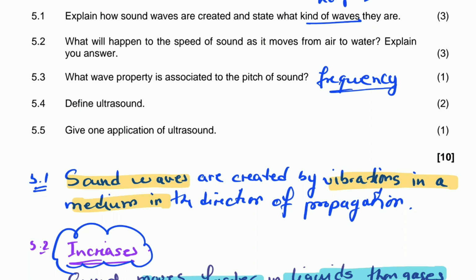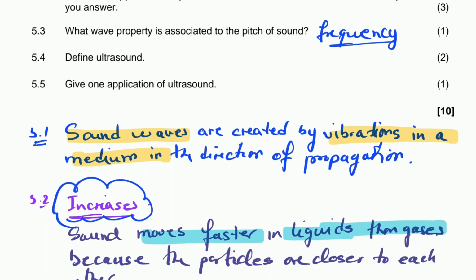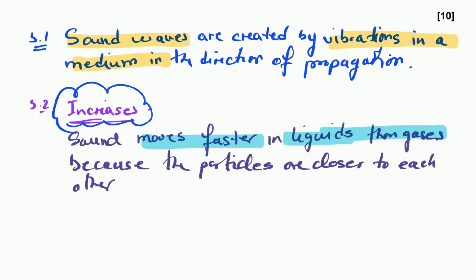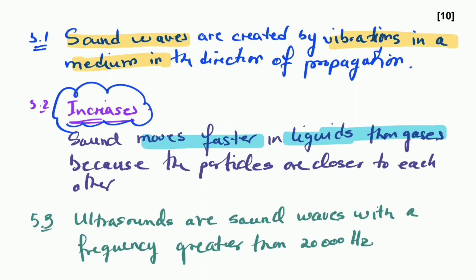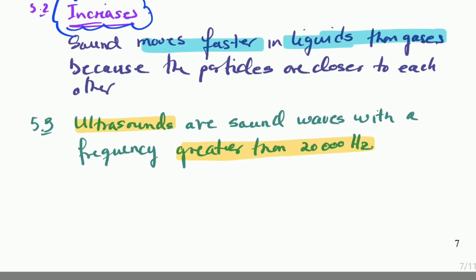Now, define ultrasound and give one application of ultrasound. Really simple. Ultrasound is sound waves with a frequency greater than 20,000 Hertz. Remember, we cannot hear ultrasound because we can only hear between a certain range, which is from 20 to 20,000 Hertz. So we cannot hear ultrasound.